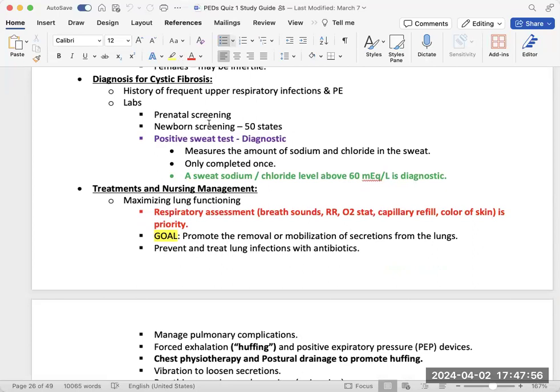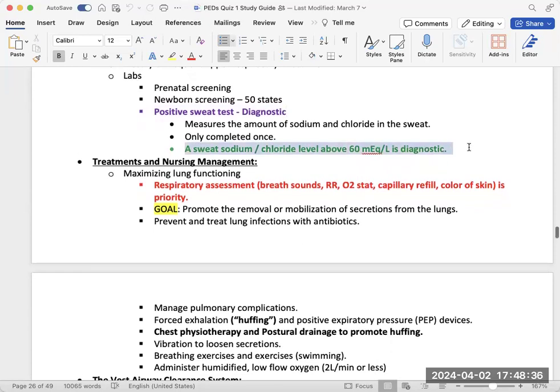So how do we diagnose that? Well, there's a newborn screening and a prenatal screening to determine if they have it. If they have a history of a lot of upper respiratory infections, that could let me know they might have cystic fibrosis because they're getting too many upper respiratory infections too often. But the diagnostic test is a positive sweat test. This measures the amount of sodium and chloride in the sweat. It's only completed once. If the sodium slash chloride level is above 60 milliequivalents per liter, they have cystic fibrosis. Know that number.